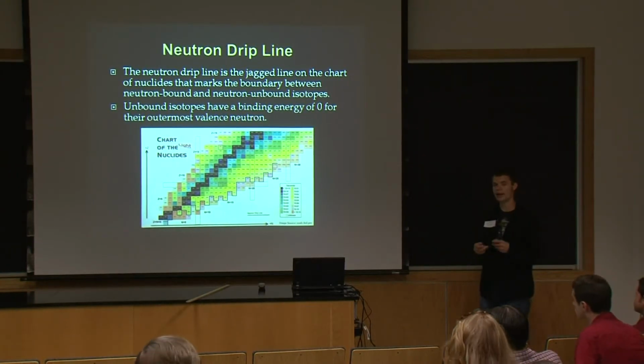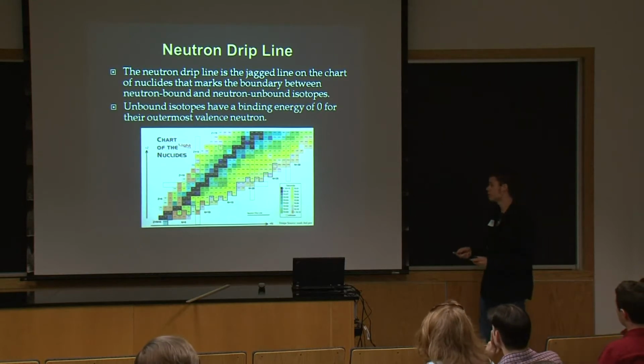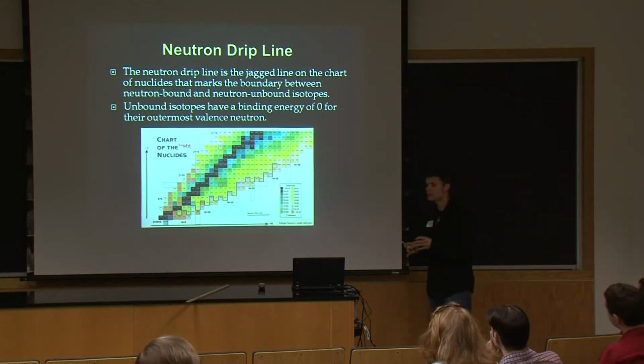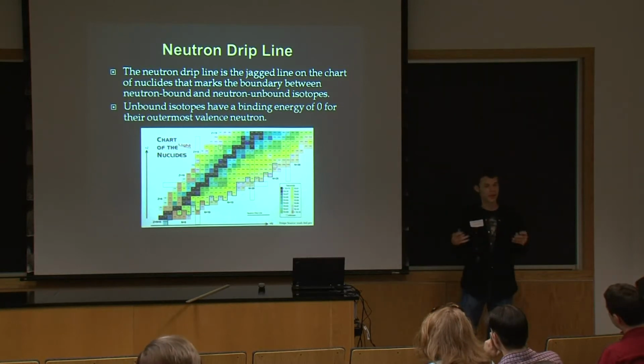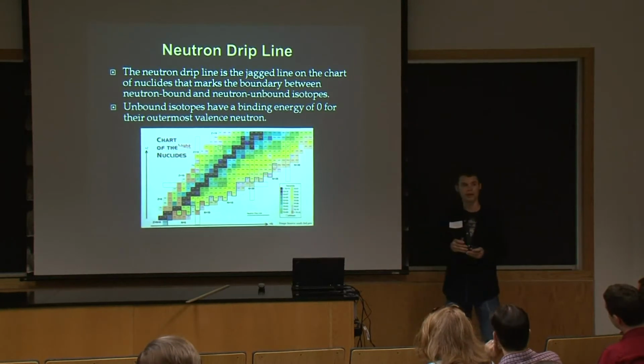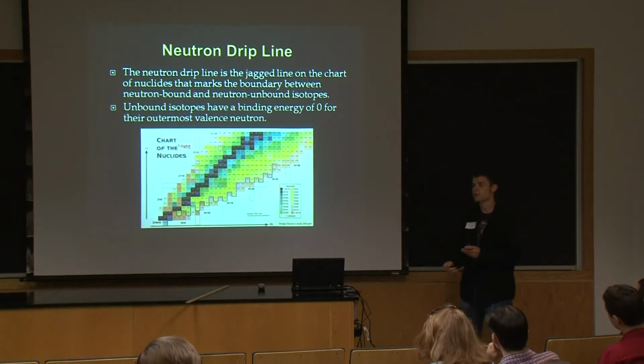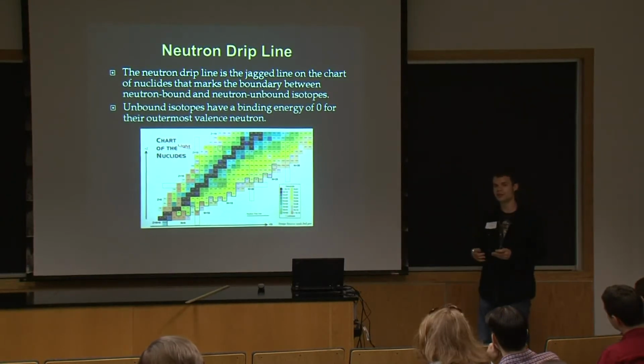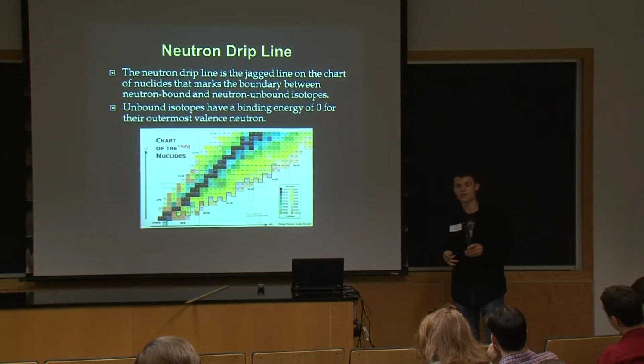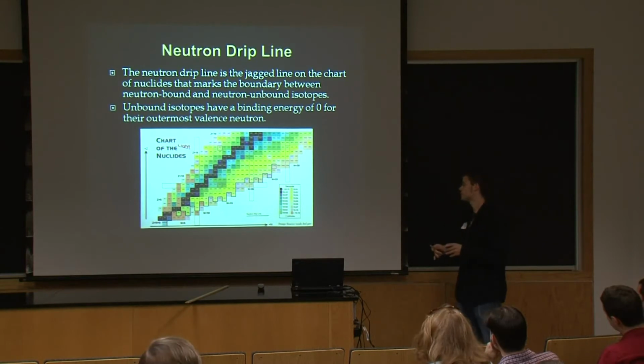Say, for instance, that we are adding neutrons to the nucleus. At a certain point, the nucleus will become fully saturated with neutrons. It just can't take any more. We can put another neutron on, it'll just fall right off. We say that for this, the binding energy of the outermost valence neutron is less than or equal to 0. So this is called a neutron unbound nucleus.